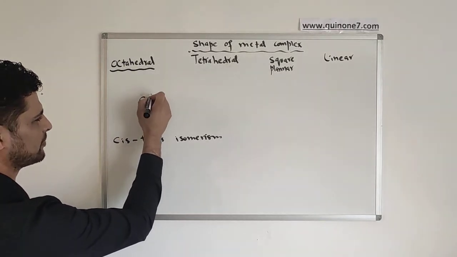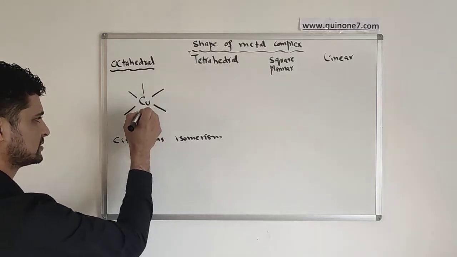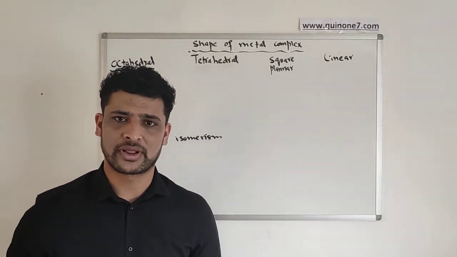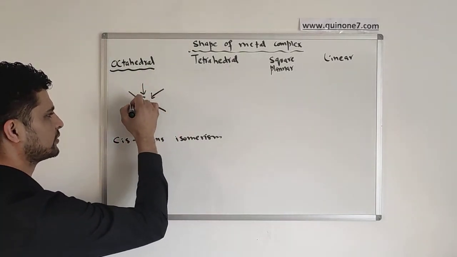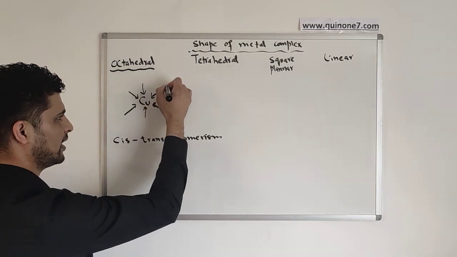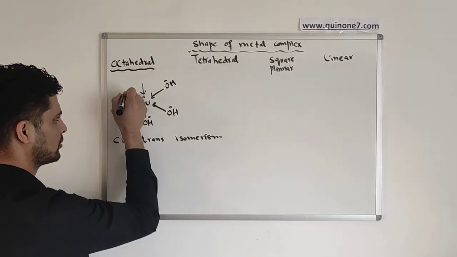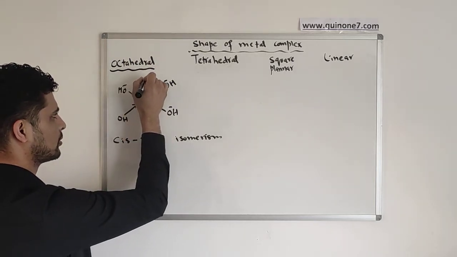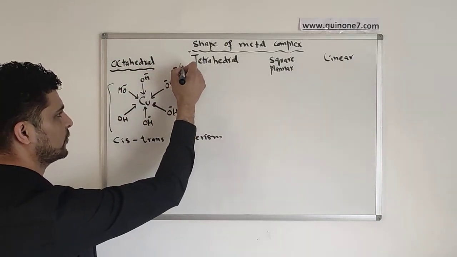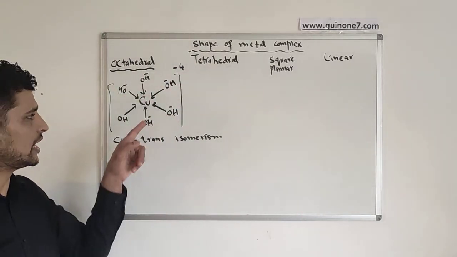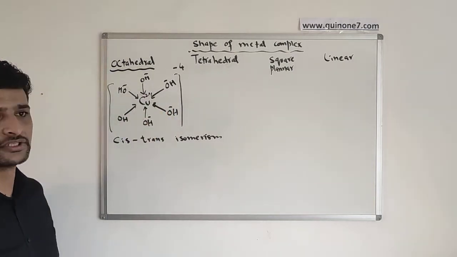For example, if I put copper, I'm not going to put a charge there now. If it has 6 bonds with other atoms, it is an octahedral structure. Now in a transition metal complex, these are basically coordinate covalent bonds. Now if you have OH negative ion, the overall charge will be -4: 6 for the OH ions and the metal ion carries +2, so altogether -4.